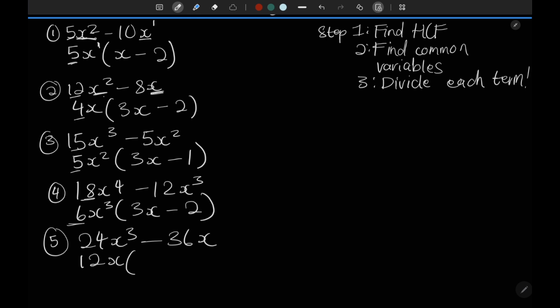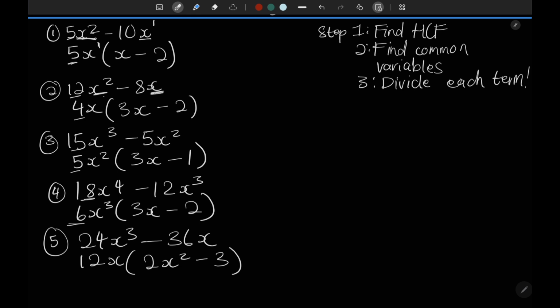24 divided by 12 is 2. 2, x cubed and x. 3 minus 1 is 2. So this is x squared. Now we move to the second term. Negative 36 divided by 12 is negative 3. Negative 3. Don't forget your sign. Now x and x, 1 minus 1 is 0. You have nothing left, so that is your final answer.